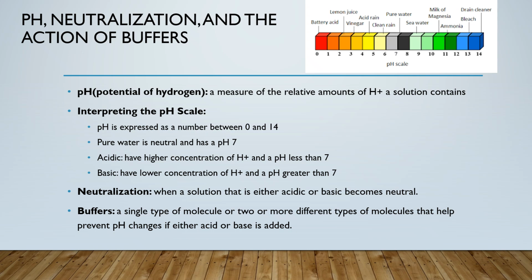Buffers are molecules or systems that resist changes in pH when acids or bases are added. They can be a single molecule or a combination of molecules and help to maintain a stable pH in biologic systems, which is critical for proper function.